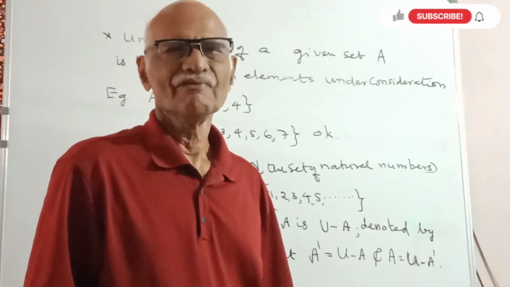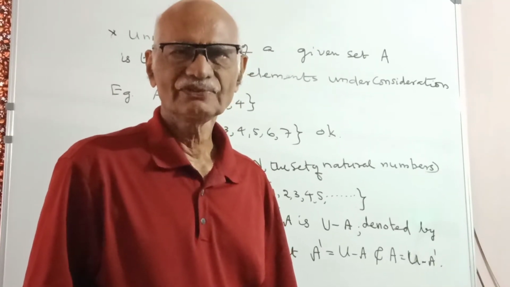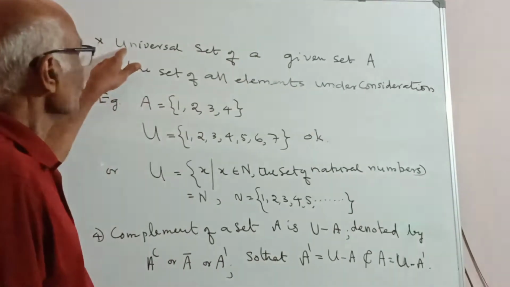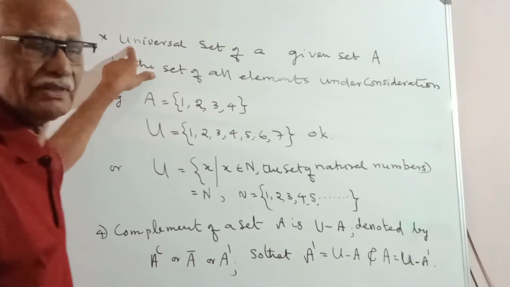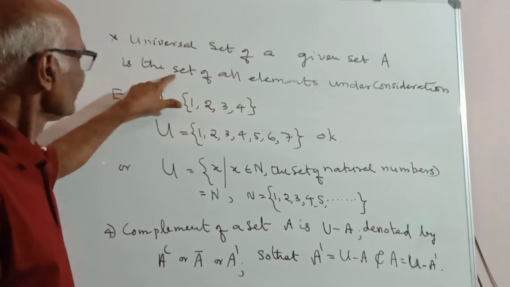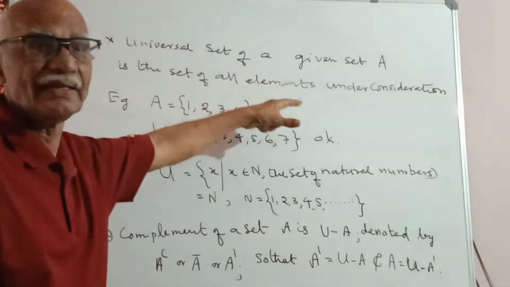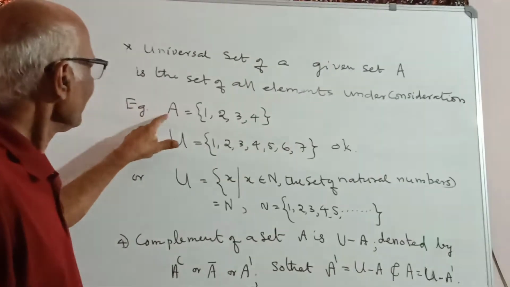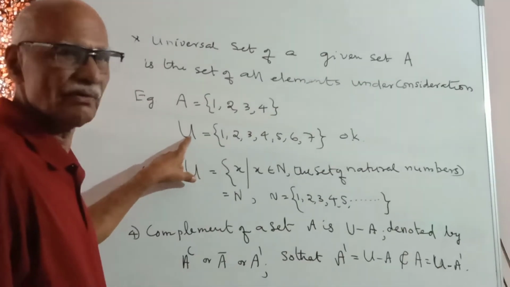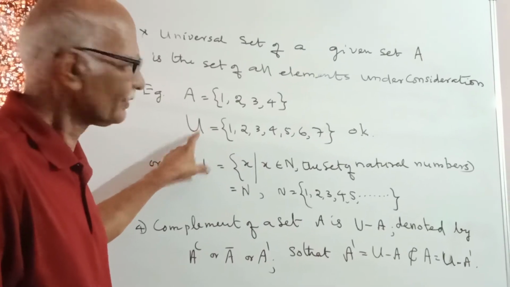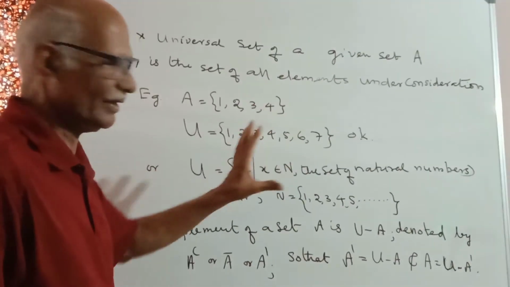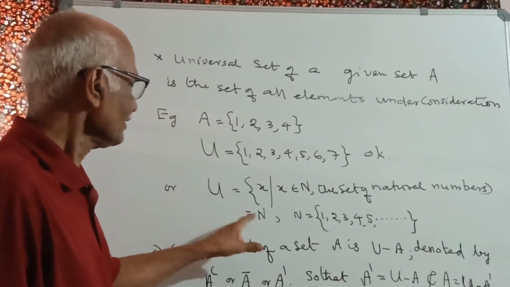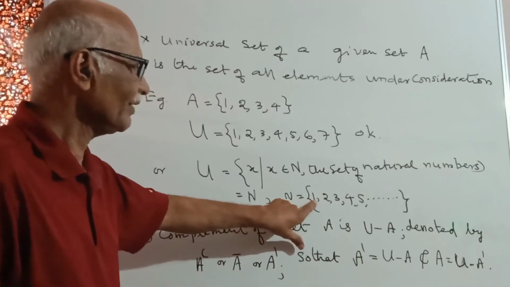New class. We continue discussion of set theory. Now we have the universal set. The universal set of a given set A is the set of all elements under consideration. We will see an example. A is the set {1, 2, 3, 4}. The universal set of A can be taken as {1, 2, 3, 4, 5, 6, 7}. Or somebody else may take the universal set as the set of natural numbers 1, 2, 3, 4, 5, etc.